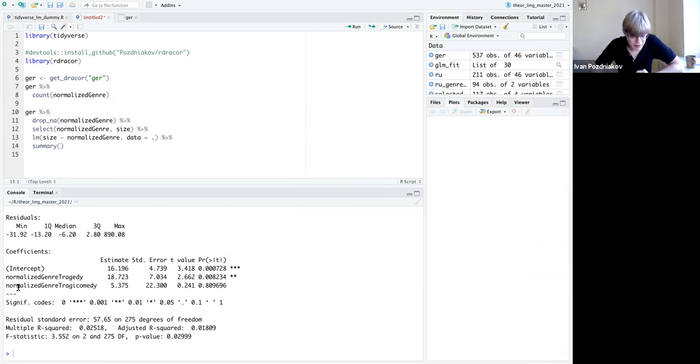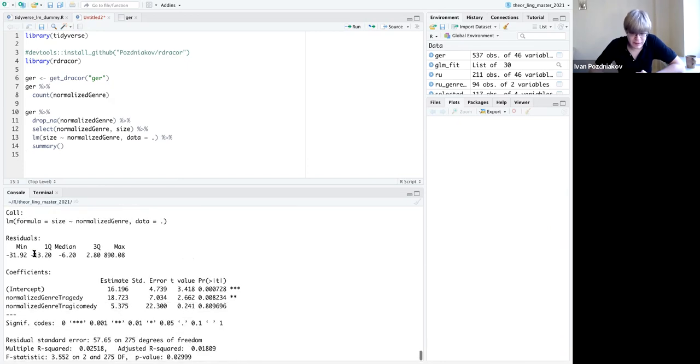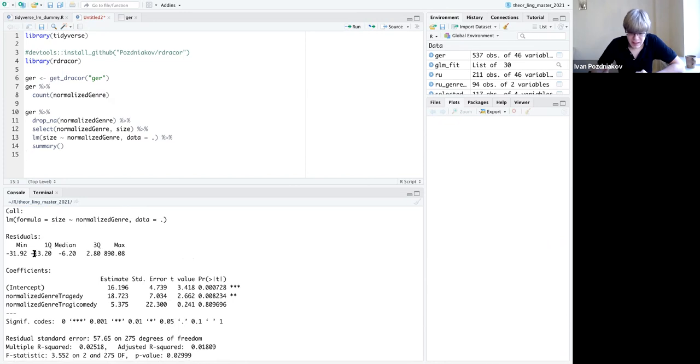So what lm actually did inside this function is create dummy variables from the normalized gender. So it created normalized gender tragedy and normalized gender tragicomedy. So they're 0 or 1, 0 or 1. And we don't have normalized gender comedy here. Think about comedy as something like a baseline. The prediction for comedy will be when both tragedy and tragicomedy are zero. So it will be the value of the intercept.